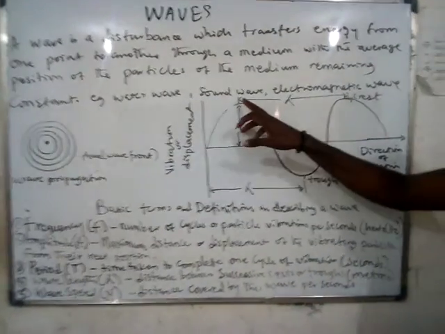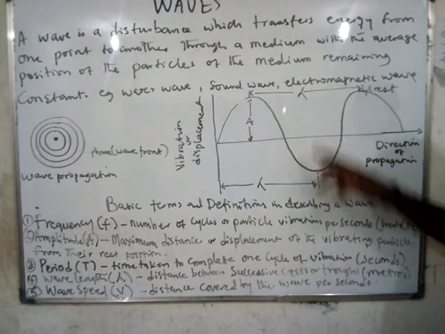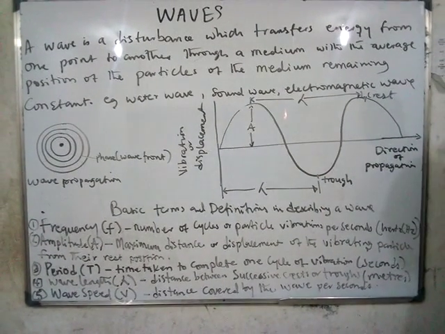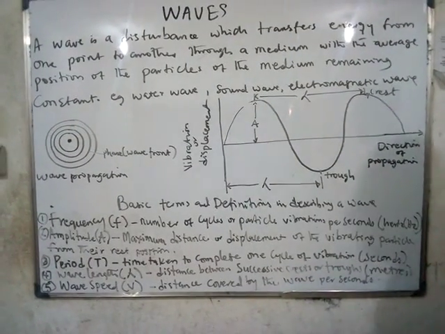Wavelength is the distance between successive crests or troughs. It is measured in meters. This is a crest, this is a crest. The distance between two of them is what? Wavelength. This is a trough. If this thing goes down, you see another trough. Or from here to here, we call it also what? Wavelength. Is that clear? Yes.